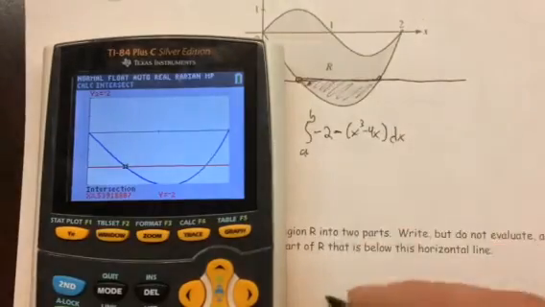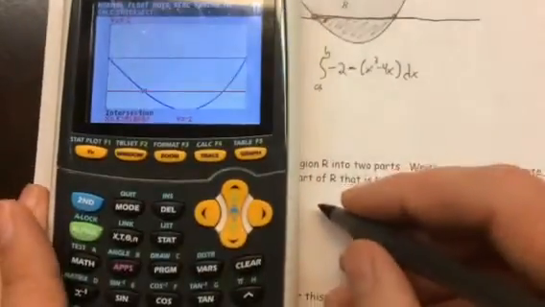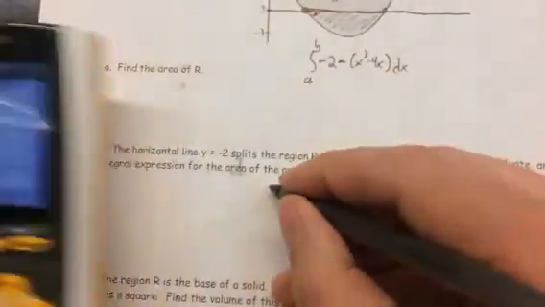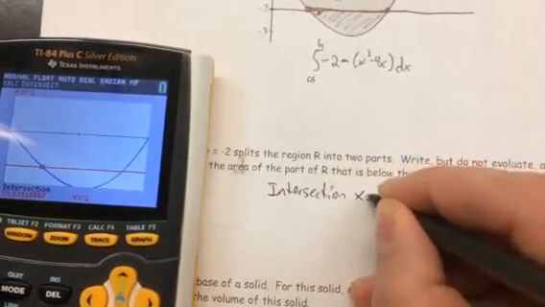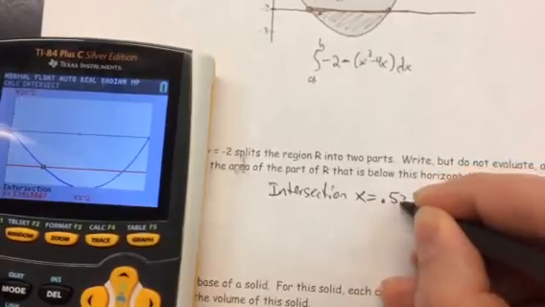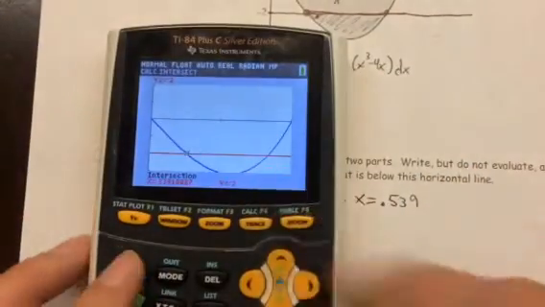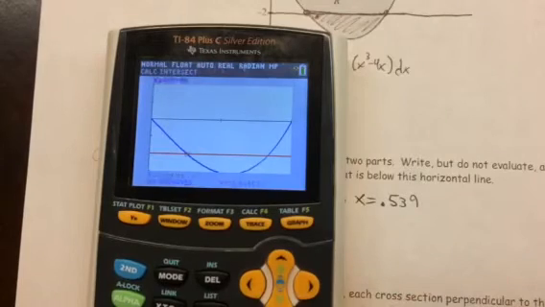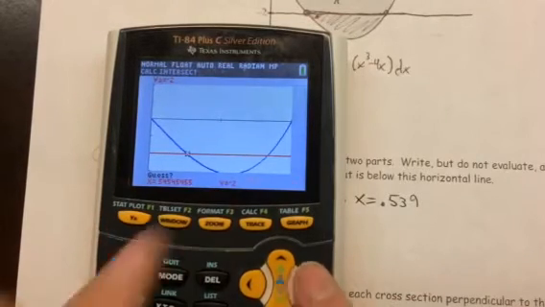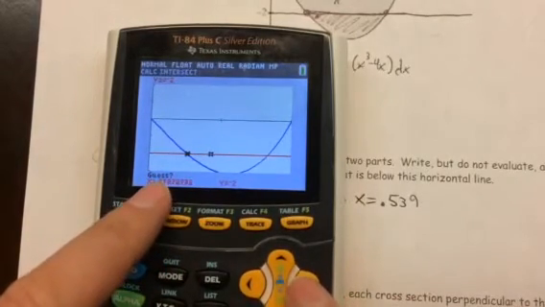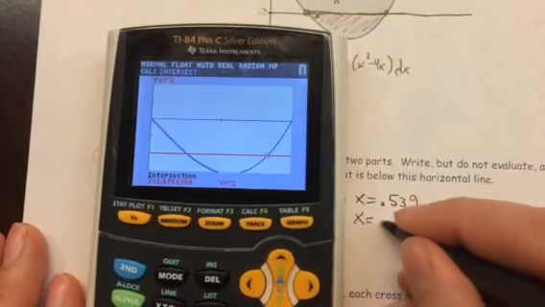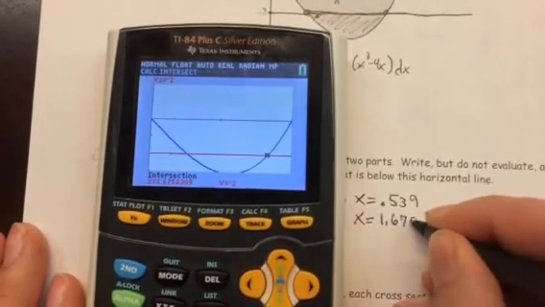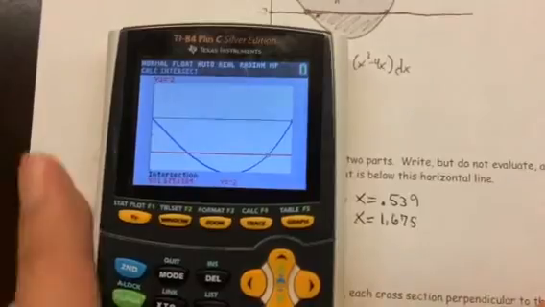So we want the intersection. Now this is a free response problem. We do, in fact, on our paper need to write down intersection at x equals 0.539, and we need the other intersection over here. Second calc, intersect, enter, and to get the other one we need to change our guess. Once we have pressed enter twice, it's asking us for our guess. We're going to put our guess over by this other one so it finds it. The other intersection is at x equals 1.675, 3 decimal places on those.